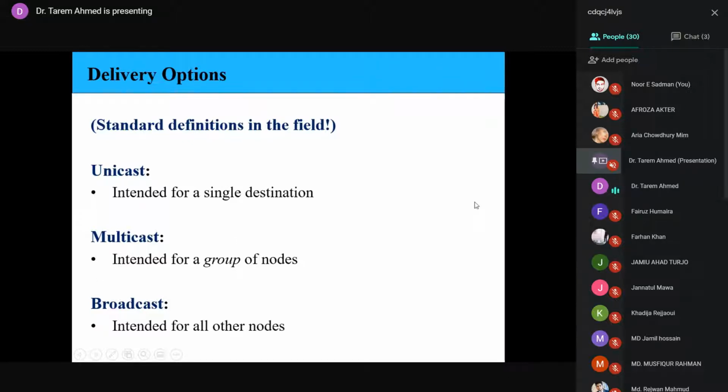So from IUB's perspective, each class is a multicast group, and broadcast must be something to all students, all faculty, all staff. So you realize that broadcast means everybody, but what is everybody is context dependent. But this is the standard separation.